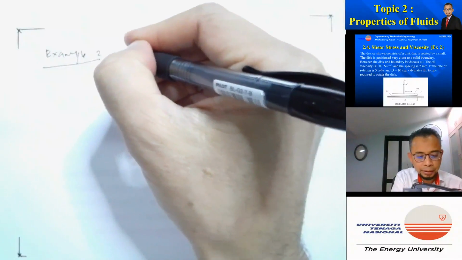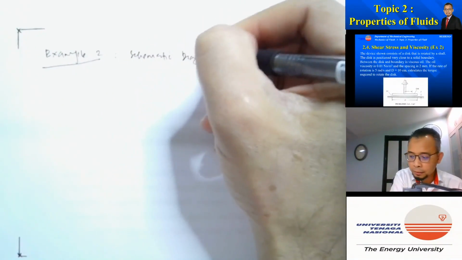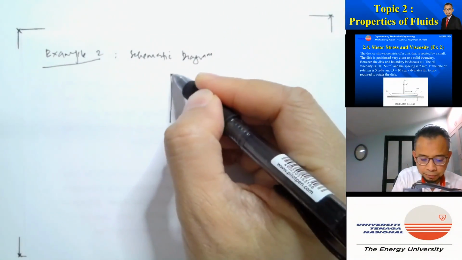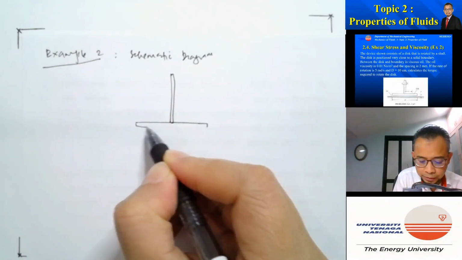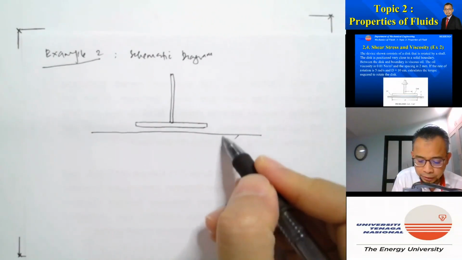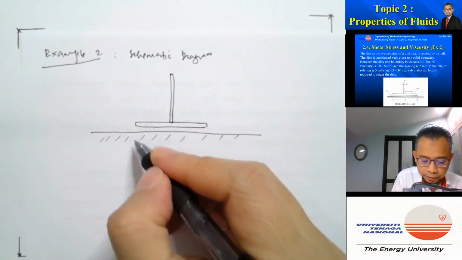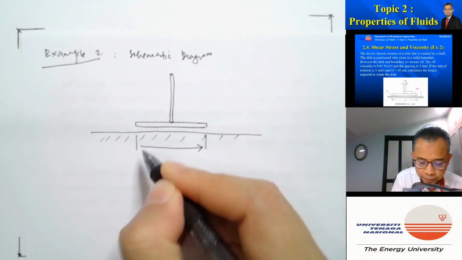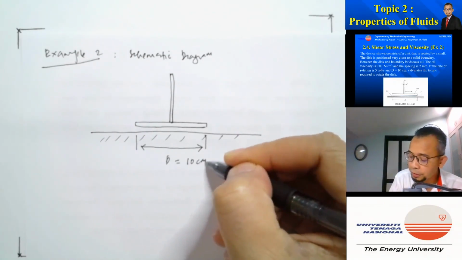Let's draw a schematic diagram again. Let's write down everything that we know. So it's a shaft, and then at the end there is a circular disc. Then it is actually in touch with the surface, and the diameter of the disc is equal to d, which is equal to 10 centimeter.